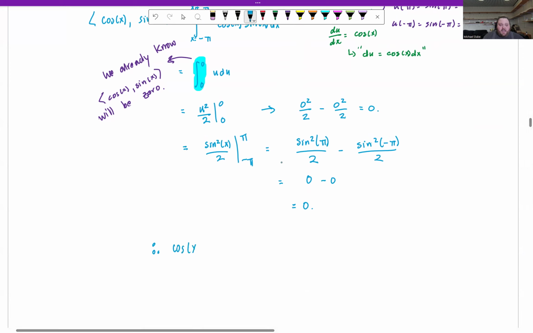Cosine of x and sine of x are orthogonal on x is an element of negative pi to pi. Okay, I'll put a box around that.